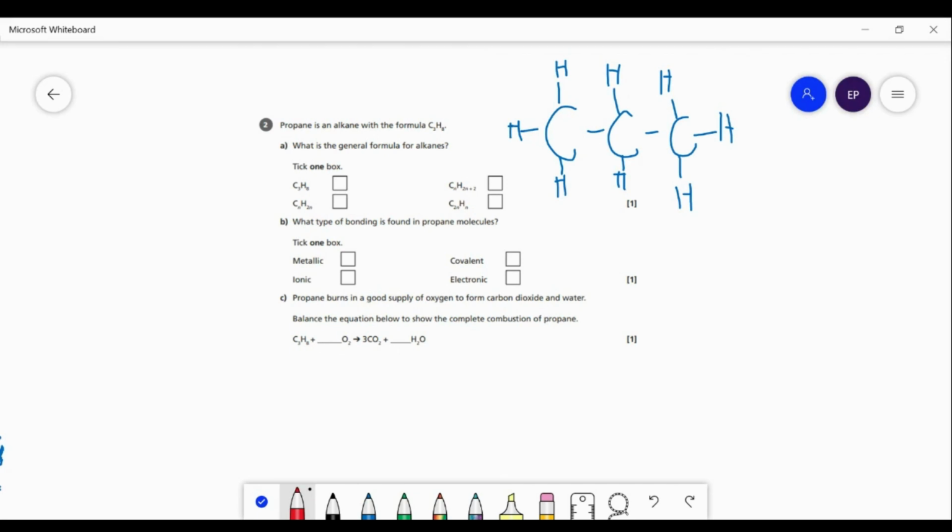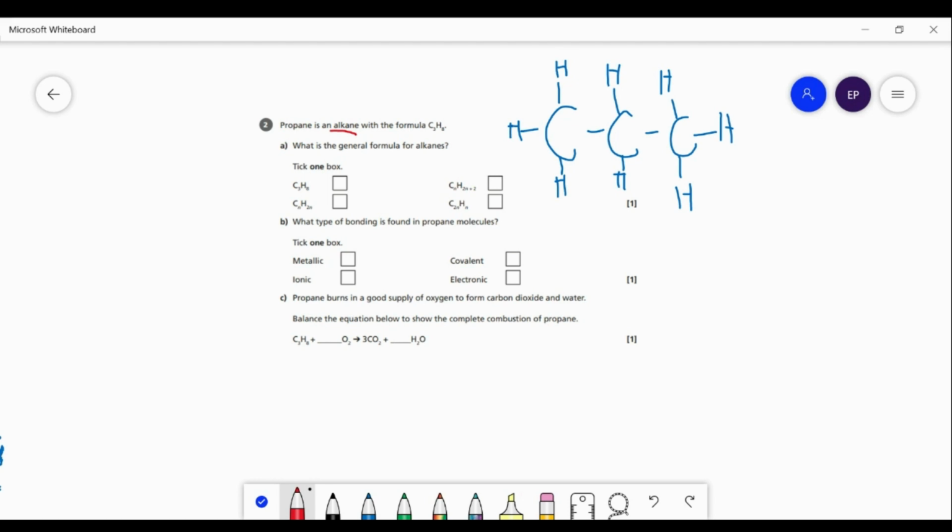Propane is an alkane with the formula C3H8. And I've drawn out the displayed formula just here so we can see the 3 carbon atoms and the 8 hydrogen atoms, all joined together by lines, or single covalent bonds, or shared pairs of electrons.